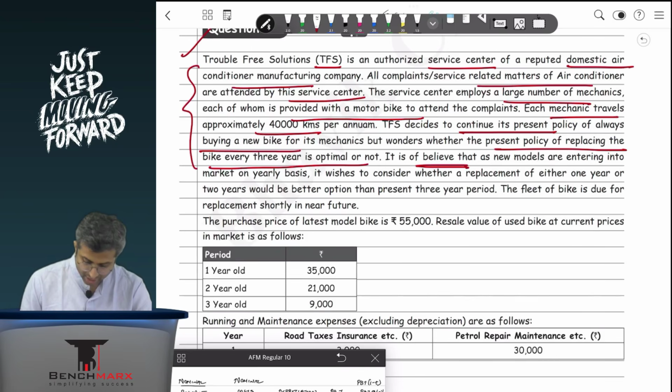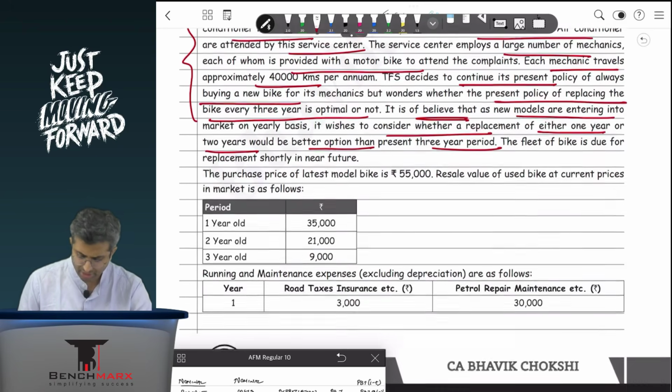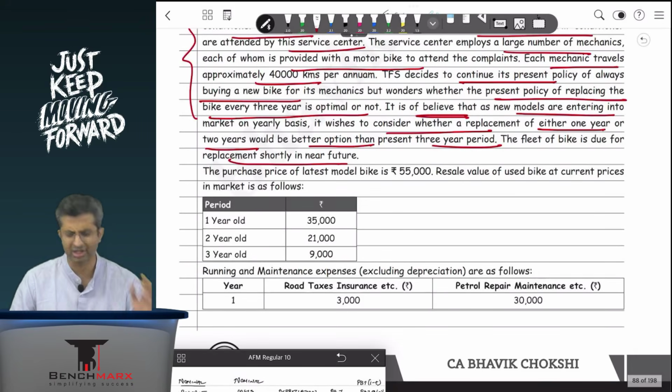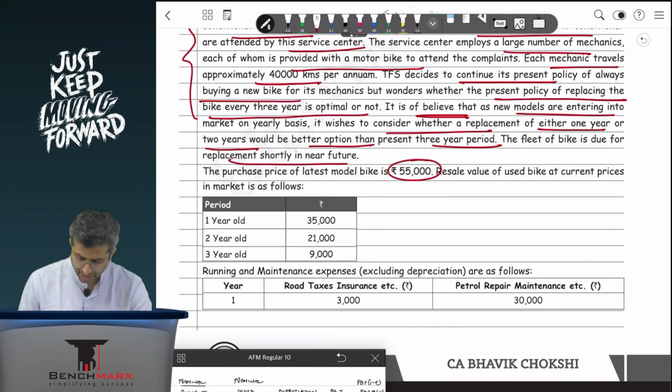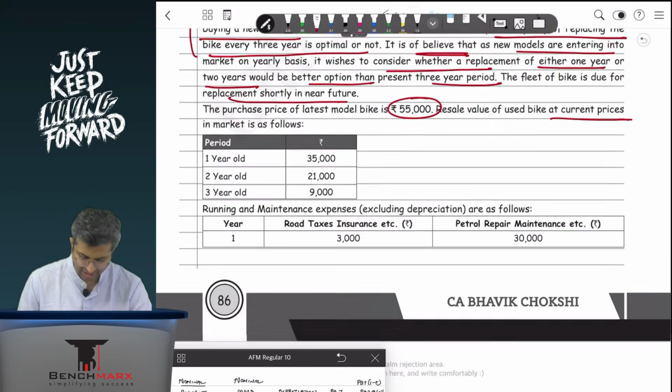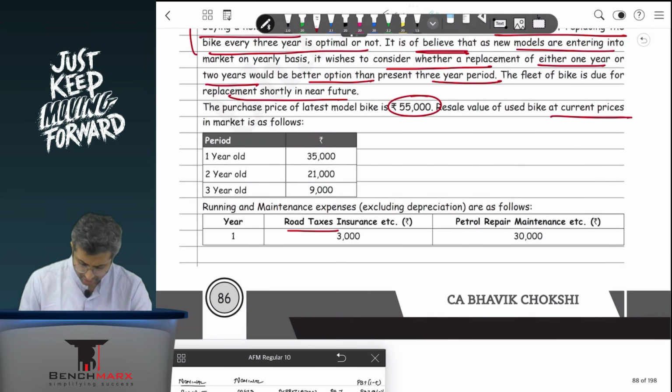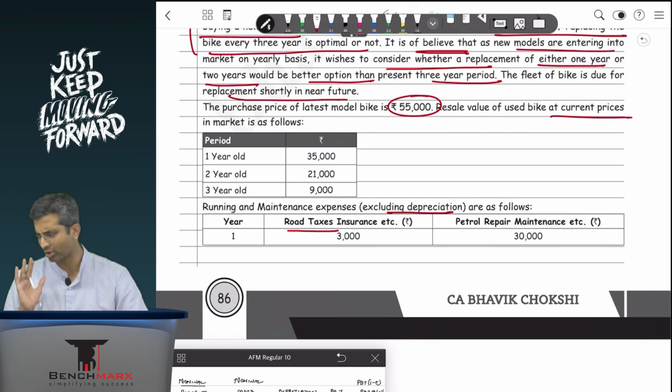Believing new models are entering on a yearly basis, it wants to consider whether replacement in either 1 year or 2 years would be a better option than the present 3-year period. The fleet of bikes is due for replacement shortly. That's fine. Okay, the purchase price of the model is 55,000. Resale at current prices is given, so these are salvage values, and the cost excluding depreciation. Remember, depreciation is relevant if tax rate is there. If it is not there, you can ignore it.